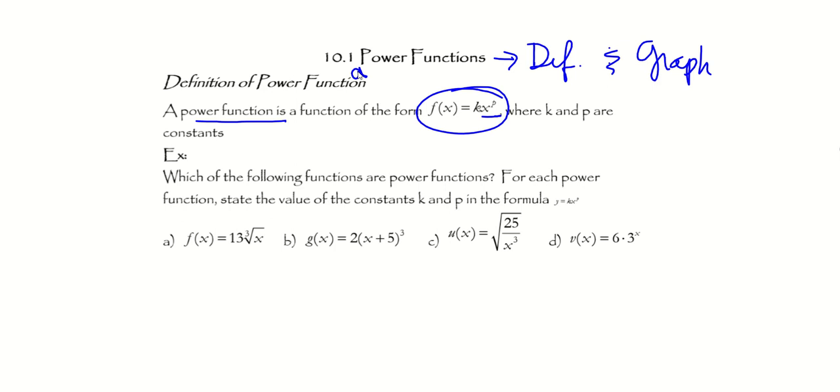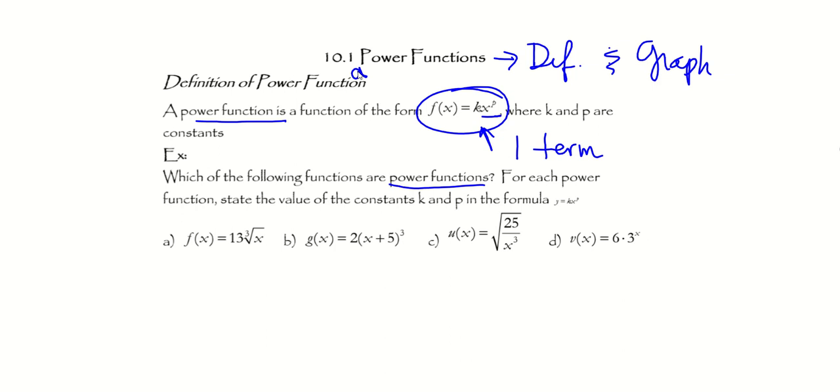So first of all, let's look at how we can identify whether or not a function is a power function, right? A power function will have one term. So there won't be anything added or subtracted from it, and it will involve a power where x is in the base and x alone, and can be written in the form k times x to the p. So let's start with a.